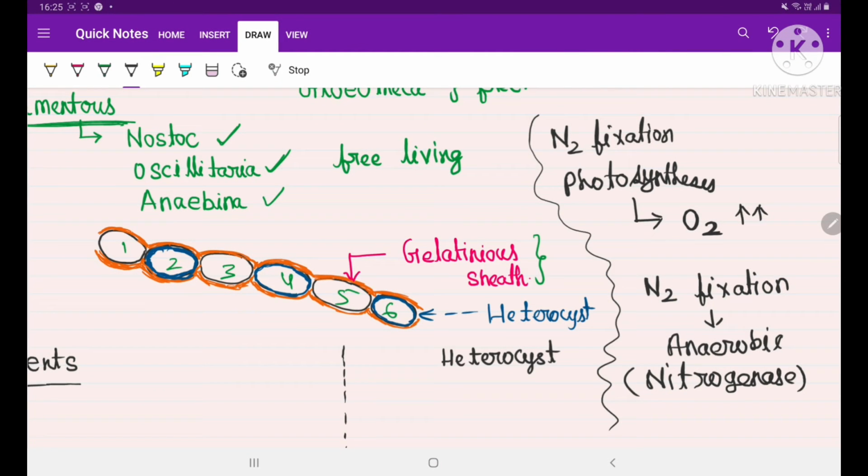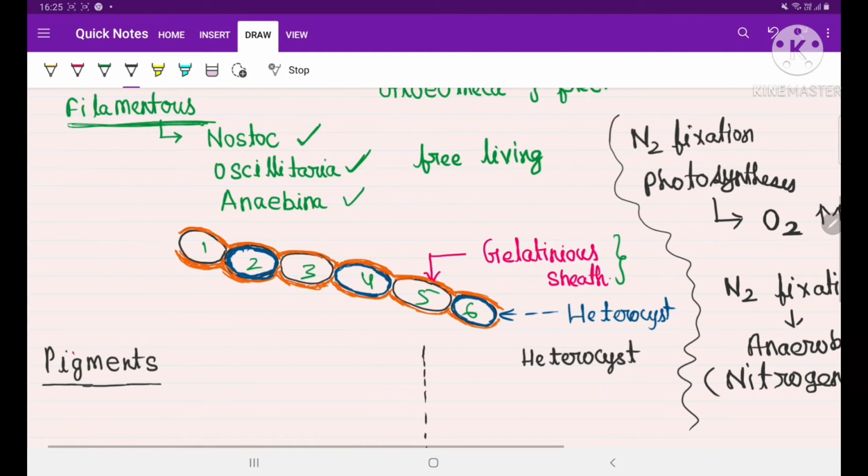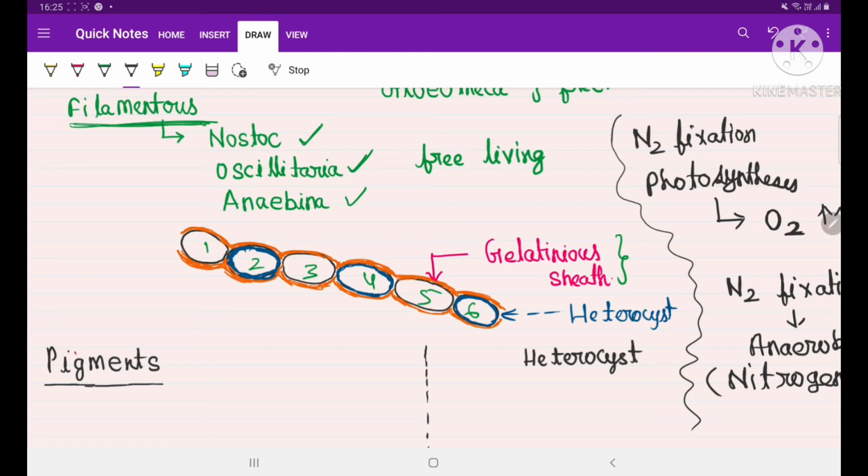How they do that, we have to see. Actually in this group of cyanobacteria there are some specialized cells, and these specialized cells are called heterocysts. You see the cell wall of the heterocyst, you see it's thicker.